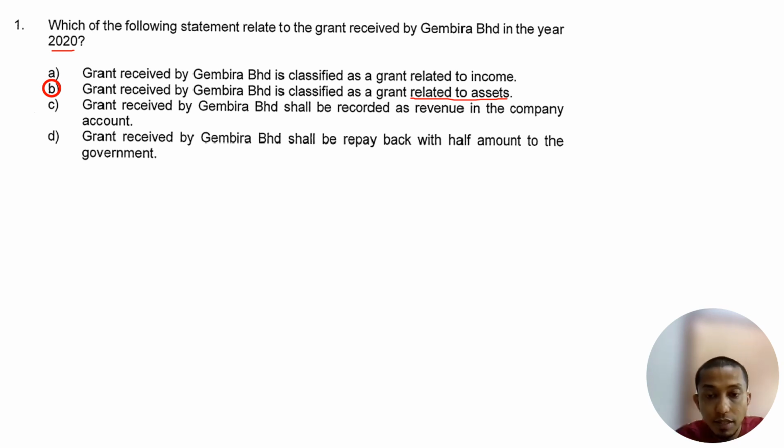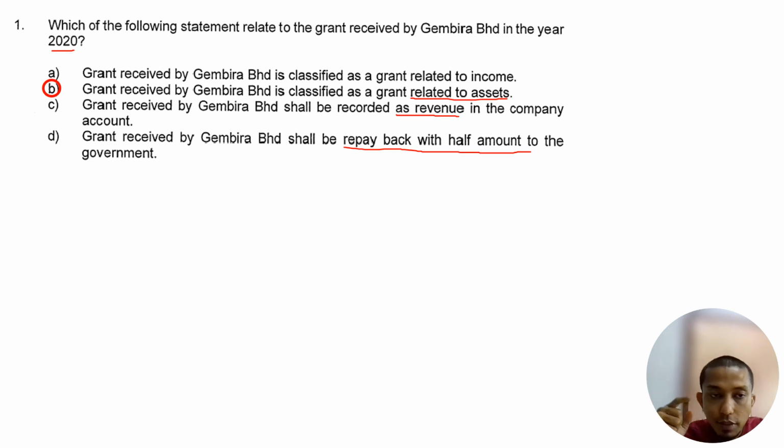Again, what is an example of a grant related to income? Grant related to income is what we receive for us to clean something, for the expenses, not for the asset. We receive something because we are going to spend on expenses, not purchase an asset. Grant related to asset must relate to some asset. Okay, related to income is we spend something. All right. Grant received by Gambira shall be recorded as revenue in the company. No, we record as deferred income first. All right. Grant received by Gambira shall be repaid back with half amount to the government. No. They did not state that we need to pay half.